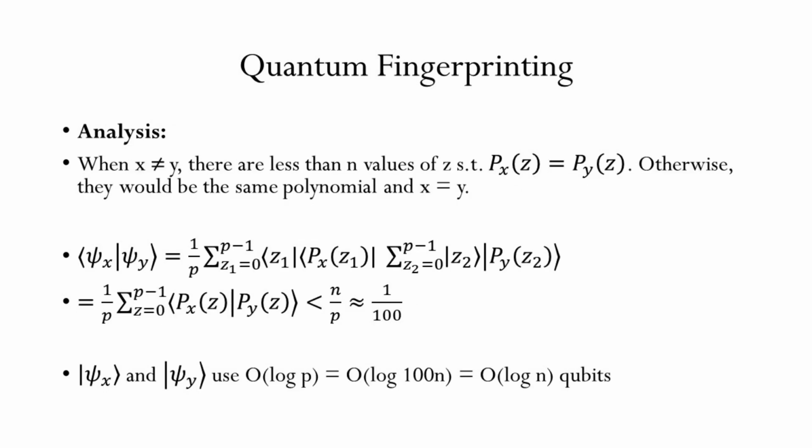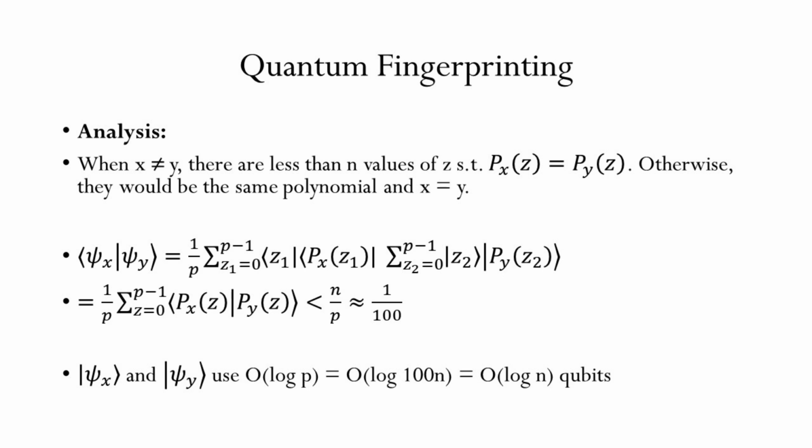We will now see why the construction from the last slide achieves the requirements stated in the first slide. Firstly, note that when x and y are different, the two polynomials P sub x and P sub y meet at less than n possible values of z. This is because they are degree-bound n polynomials. N points define a degree-bound n polynomial due to polynomial interpolation theorems. For example, 2 points define a line, 3 points define a quadratic equation, and so on. This is the crux of the following proof.